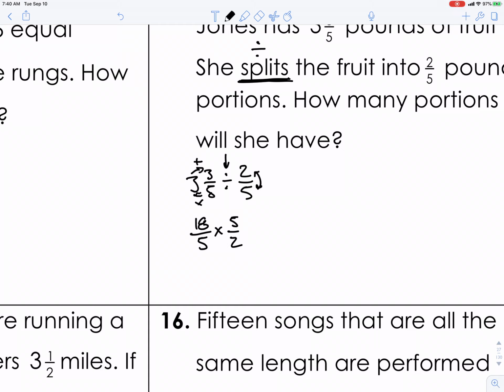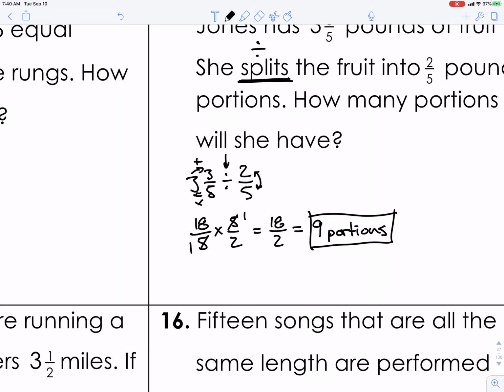Now, I'm seeing something right there off the top. I can cross-reduce. 5 and 5, that's a 1 and a 1. Okay, 5 goes into 5 one time, 5 goes into 5 one time. Then I straight multiply across. 18 times 1 is 18. 1 times 2 is 2. Well, guess what? 18 divided by 2 is 9. She's going to have 9 portions.